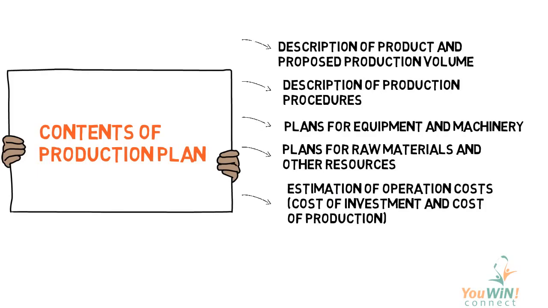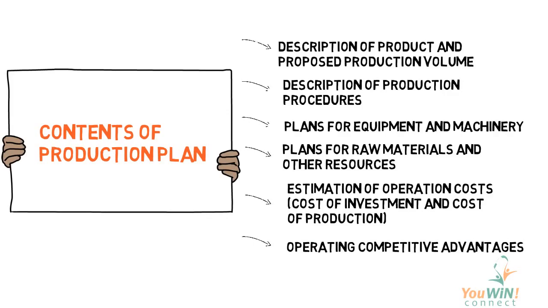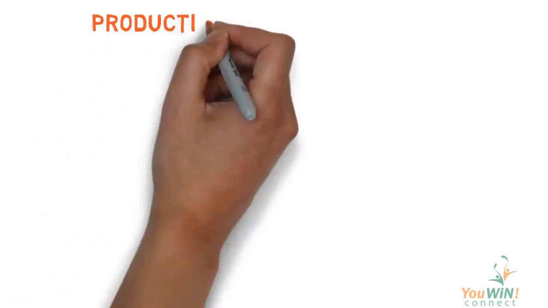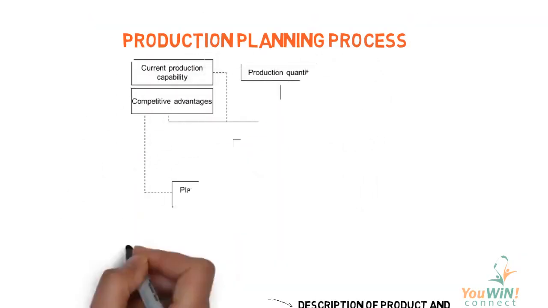And of course, the final thing to look at that forms the content of the production plan is the competitive advantages. This section describes the company's quality, product price, scale of production, technology, experiences, and the level of flexibility. Let's look at some of the parts that have been discussed above. First, let's look at the production planning process.